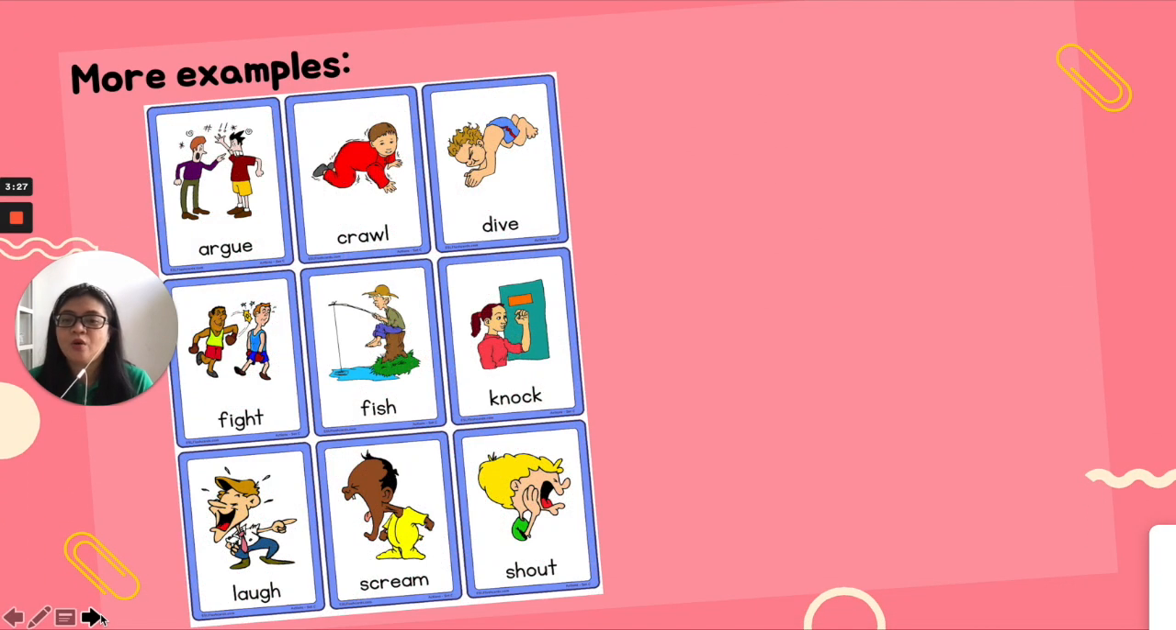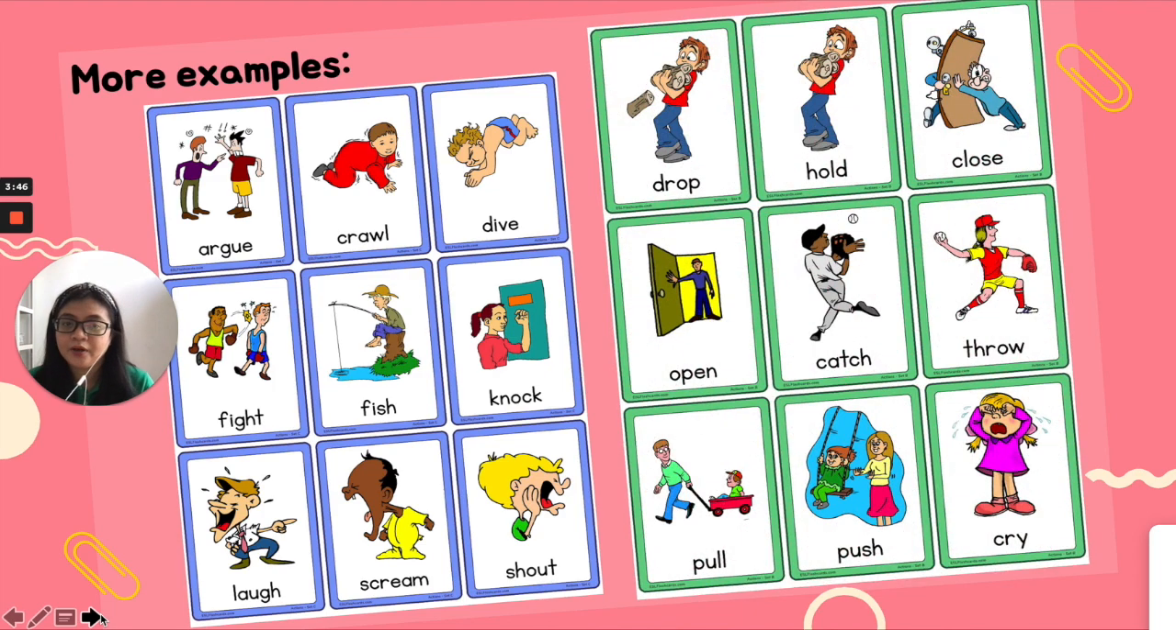So let's look at more examples of verbs. We have argue, crawl, dive, fight, fish. We're talking about the act of getting or catching a fish, not the fish itself. Knock, laugh, scream, shout, drop, hold, close, open. We're describing the movement when you close the door, when you open the door. Catch, throw, pull, push, and cry.